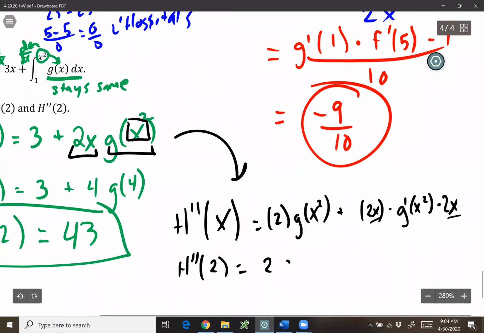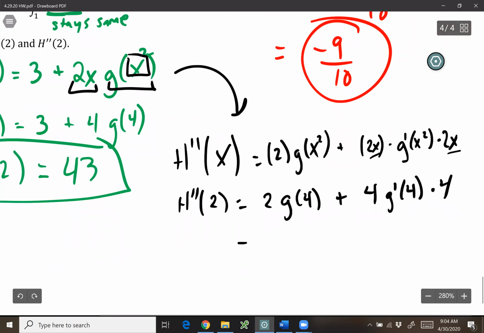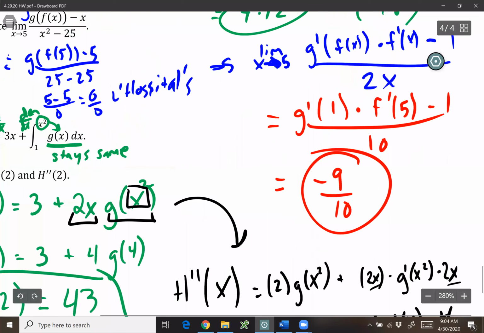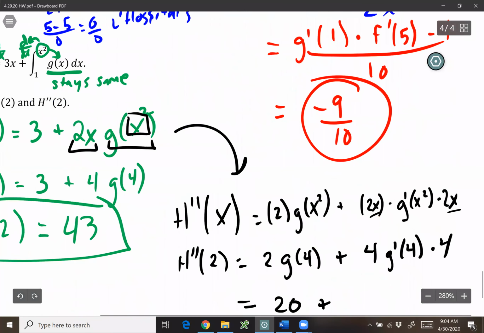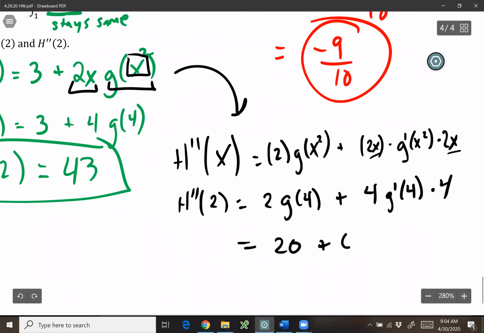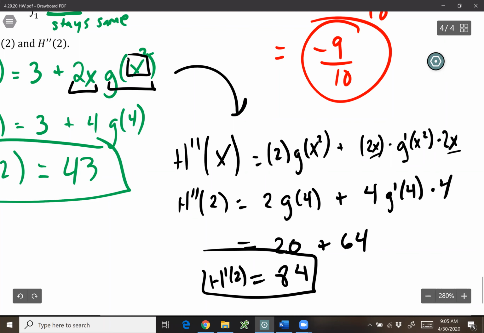So this becomes 2g of 4 plus 2 times 2 is 4. G prime of 4 times another 4. Okay, we said g of 4 before was 10, so this becomes 20. G prime of 4 is 4, so this is 4 times 4 times 4. That's 4 cubed, which is 64. So we get 84 here for h double prime of 2.